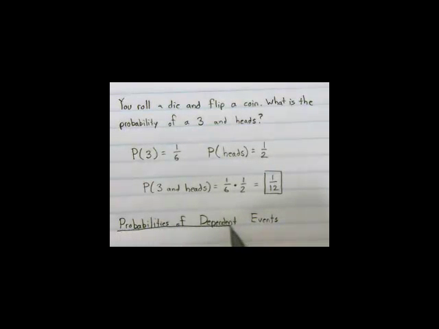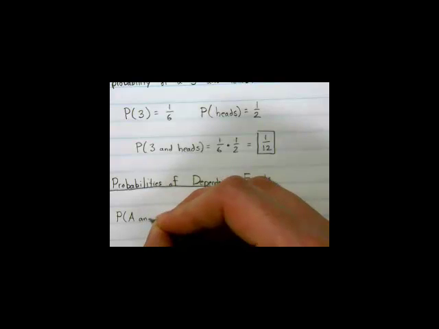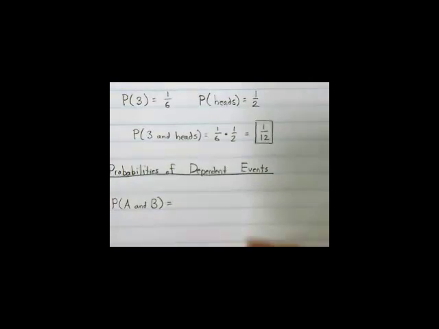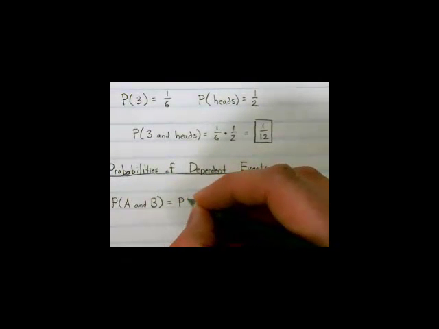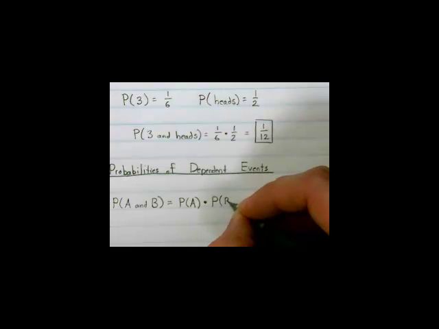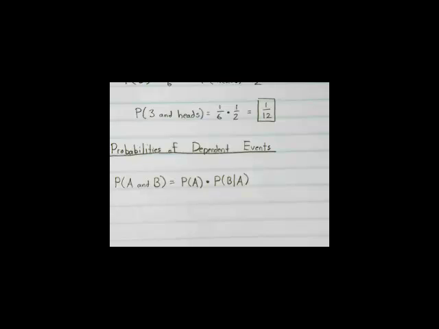So, dependent events. In this case, the probability of A and B, it's actually very similar. It's the probability of A multiplied by the probability of B given A. That's how that's said. Now, it's easier to understand in practice. So if I give you an example problem, it'll make a little bit more sense.